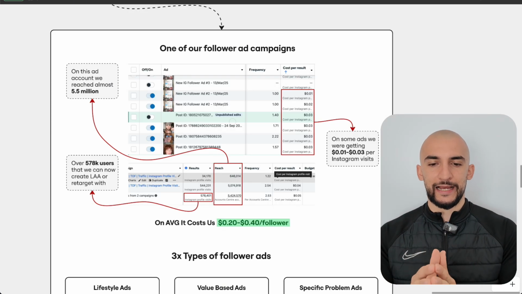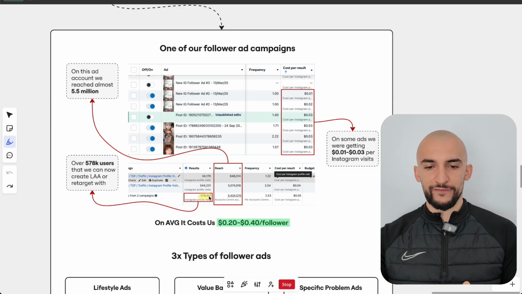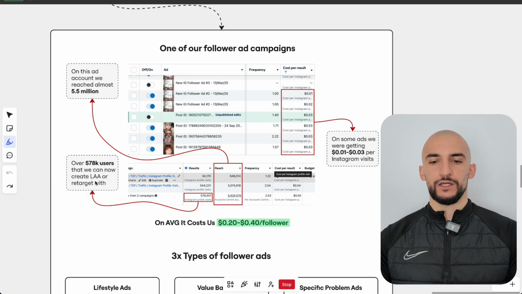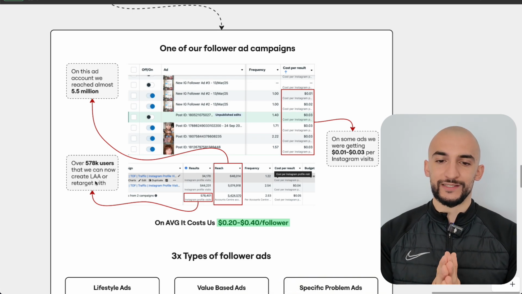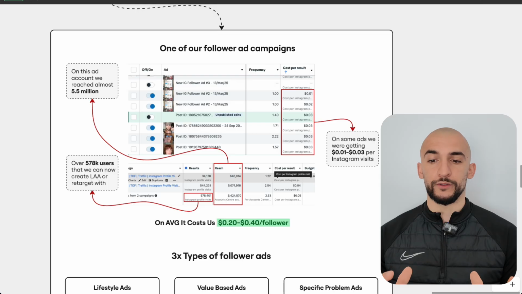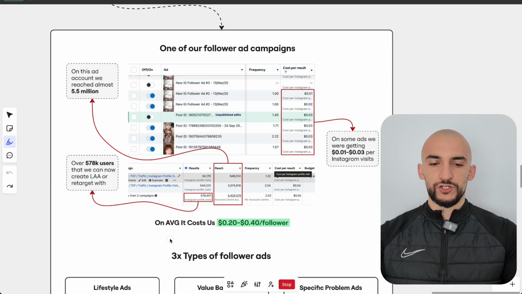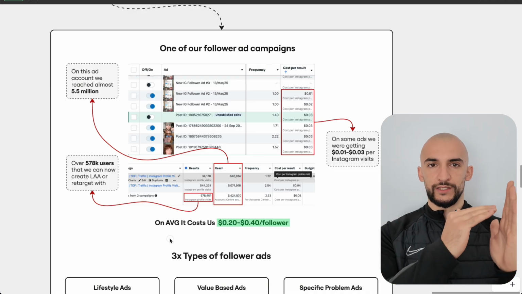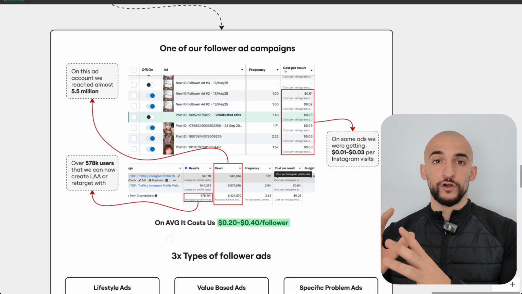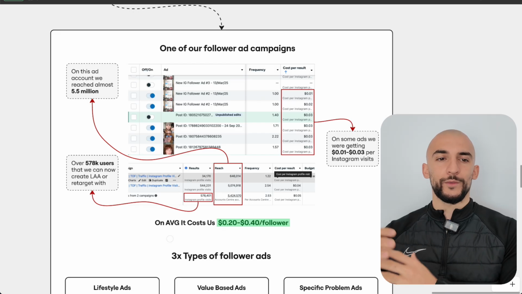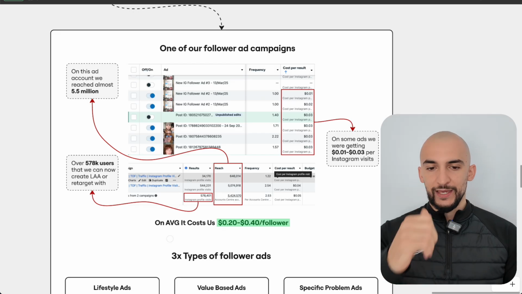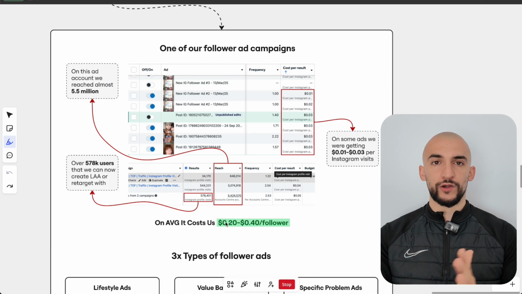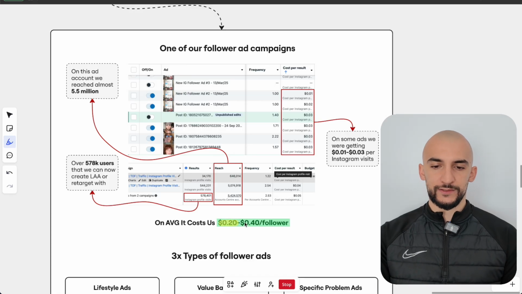And this particular ad account, we've had 578,000 Instagram profile visits. So we've done a lot of optimizing, a lot of testing, and we know what we're doing with this, right? On average, because we have a Google sheet that tracks the cost per Instagram visit against the number of followers we're getting on that day from the Instagram profile analytics, it's costing us on average between all three of our ad accounts 20 cents to 40 cents per follower.